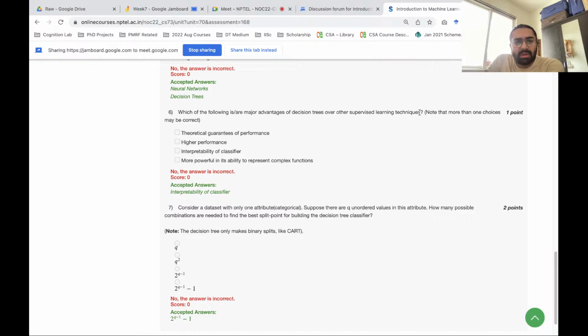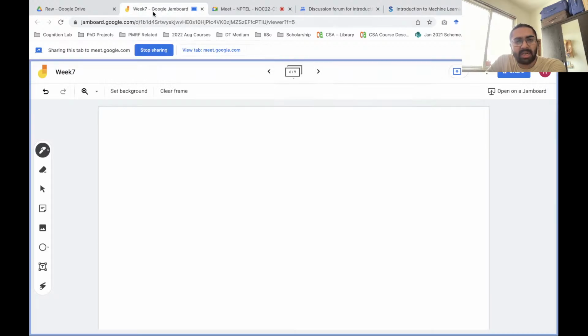So I mean, higher performance is very subjective, no? Because it's possible that there are problems where it does well, and in some problems it may not do well, right?